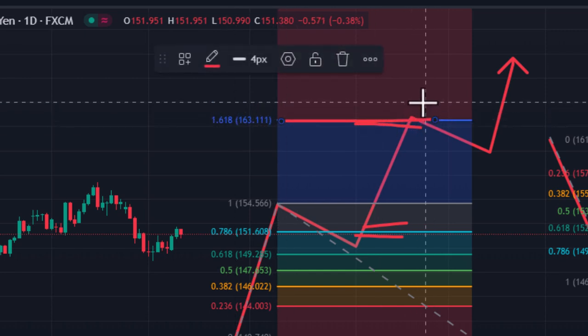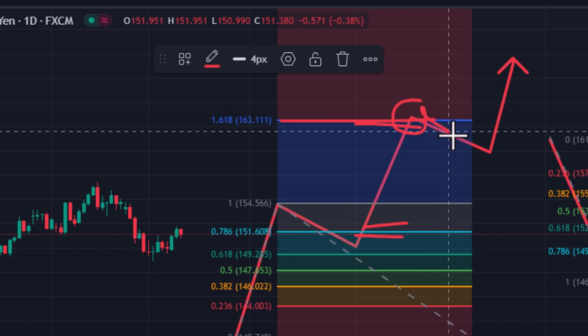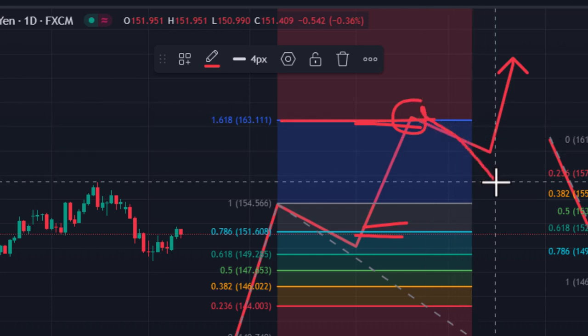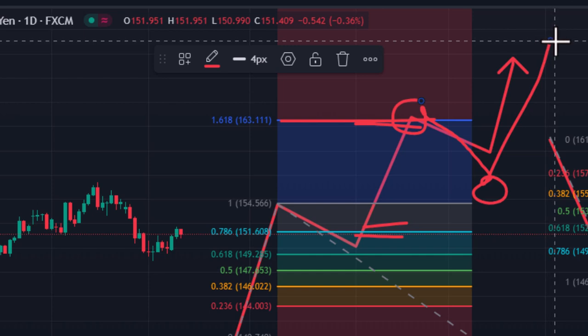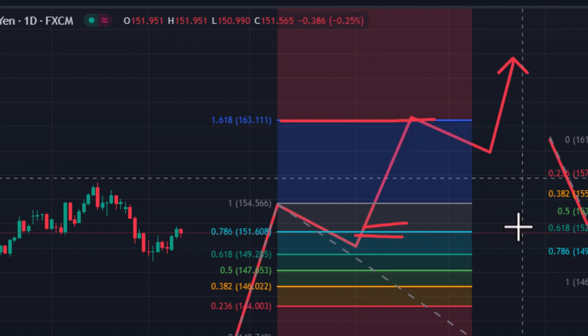That means within this very zone, the market is going to retrace and give me another opportunity to enter again for the next impulsive move all the way to the upside. And this is very, very simple.